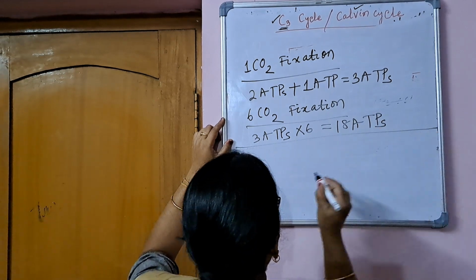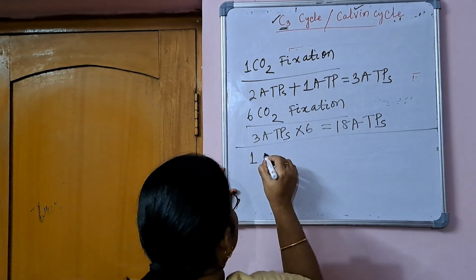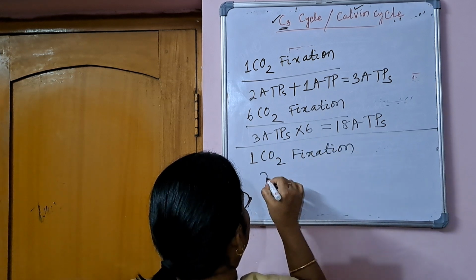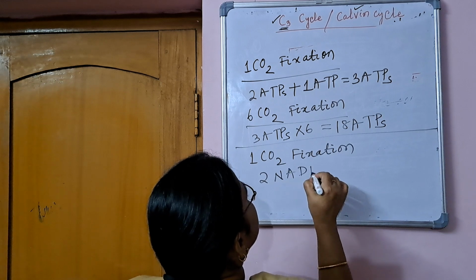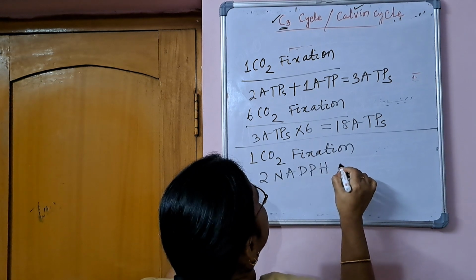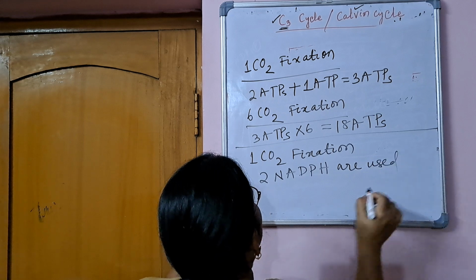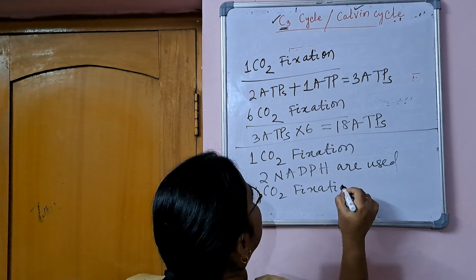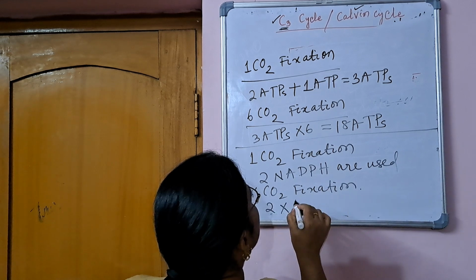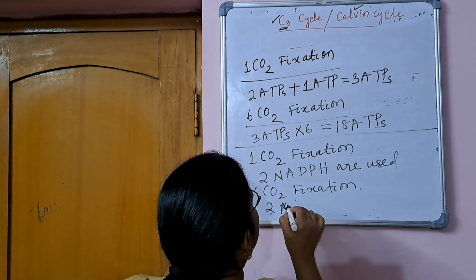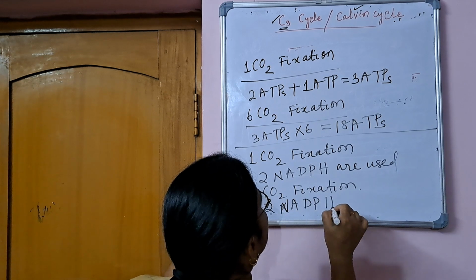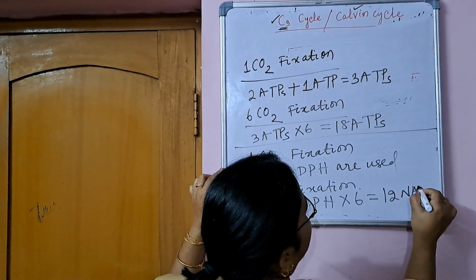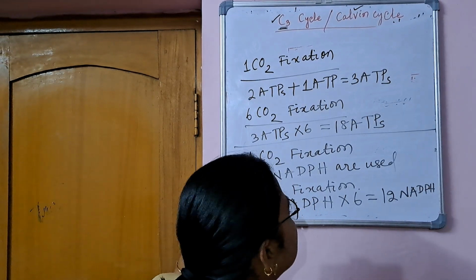Now come to the NADPH calculation. For 1 CO2 fixation, in the reduction step 2 NADPH are used. Now whenever 6 CO2 fixation occurs for one glucose molecule, 2 into 6, that is forming 12 NADPH, that means 12 NADPH are used.